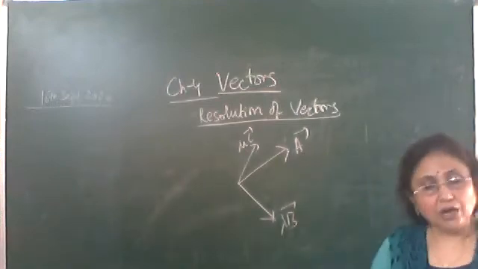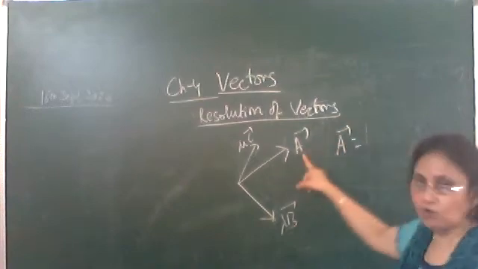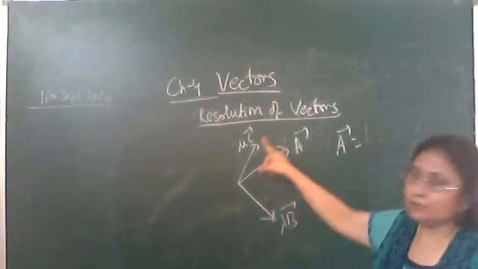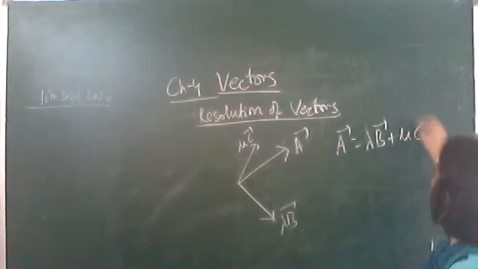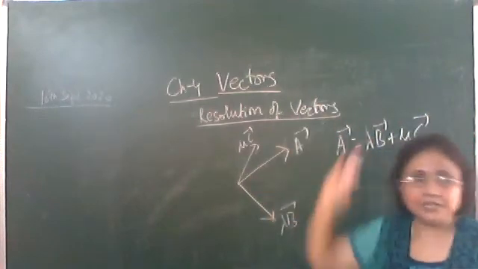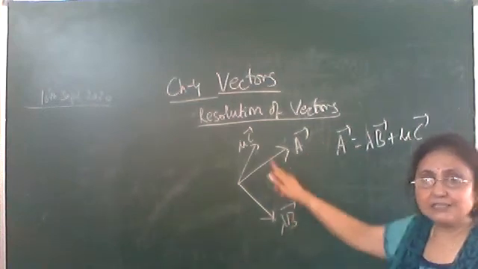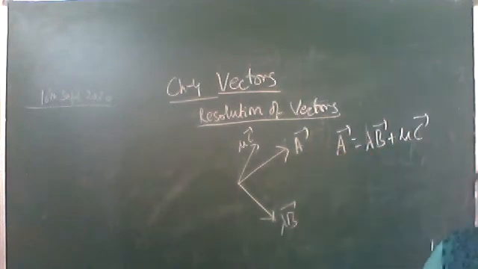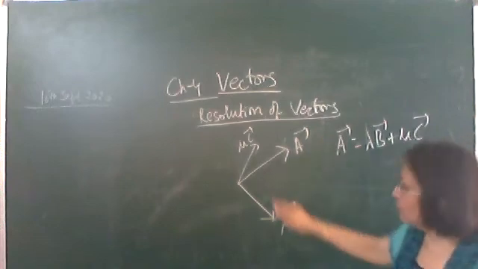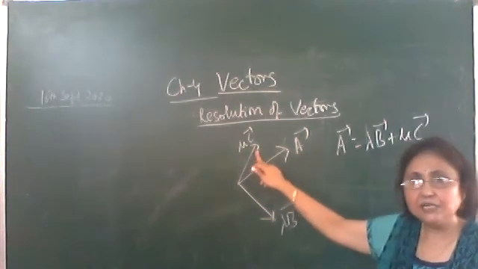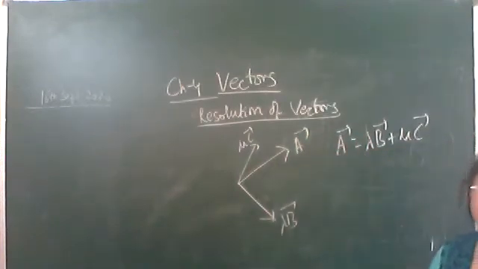Now, how do they have to be split such that this A vector is split up into two components? This vector A should be equal to the sum of these two vectors, that is lambda B plus mu into C vectors. You cannot split up in any two random directions. You have to split up in such a way that the sum of the split vectors should be equal to the given vector. So here we have resolved vector A into two different directions, lambda B and mu C, such that the sum of these two split vectors should be equal to A vector.